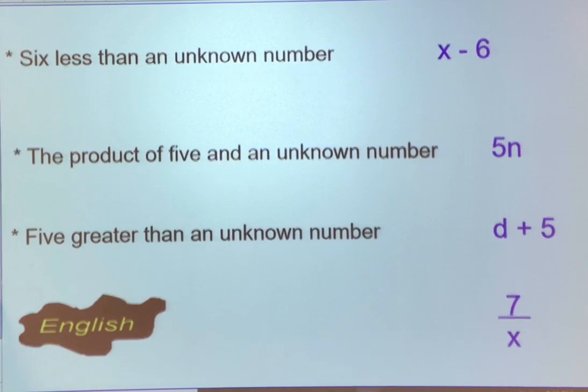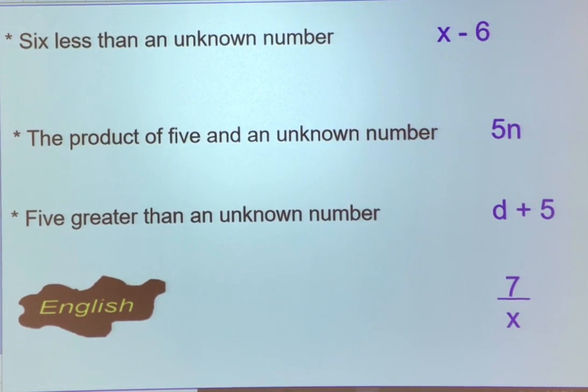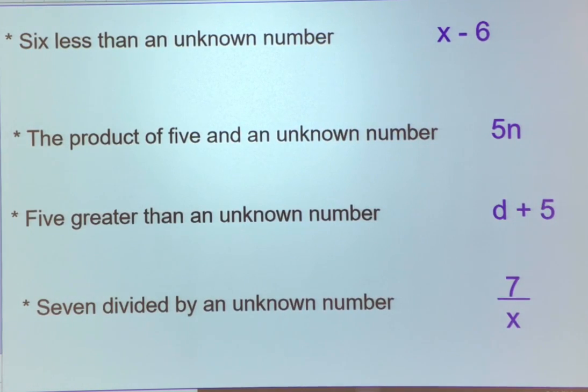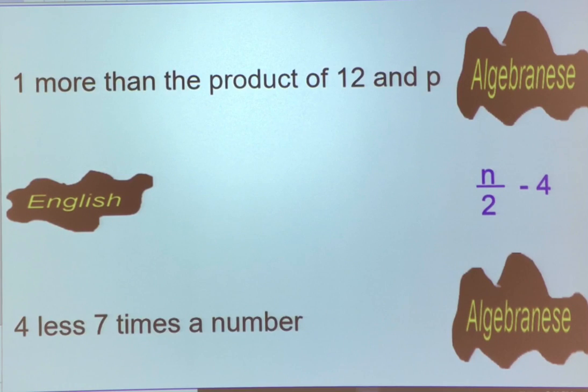Let's take the next one. They've given us one in Algebraese, and we need to write it in English. So it's 7 over x. What does 7 over x mean? 7 divided by x, exactly. So we could write it as the quotient of, which would come first, the 7 or the x? The 7, so we could write it as the quotient of 7 and a number, or we could write it as 7 divided by a number, and they've written it as 7 divided by an unknown number. Okay? Bear with me. 3 more examples, and then you're off and running on your own.